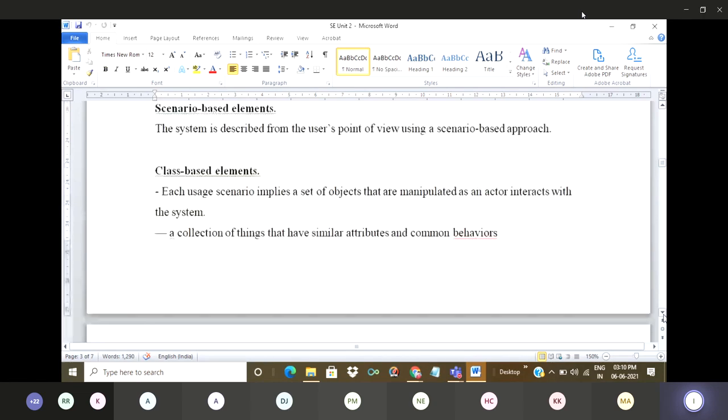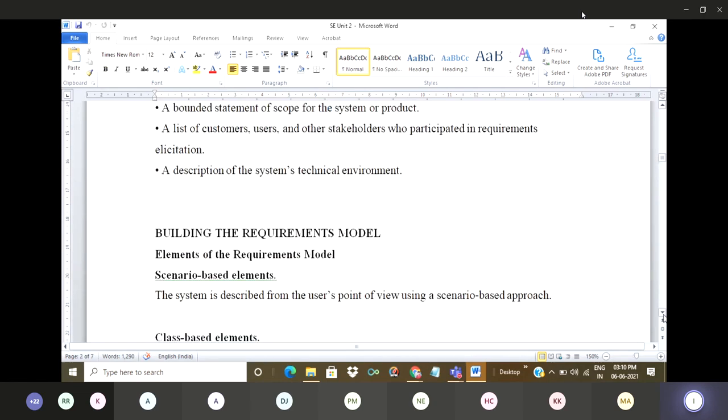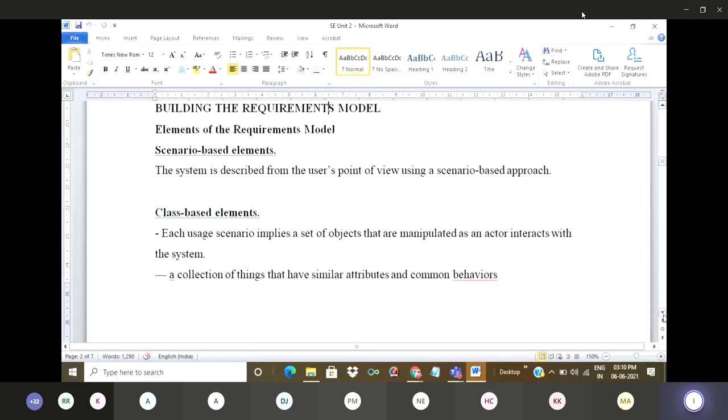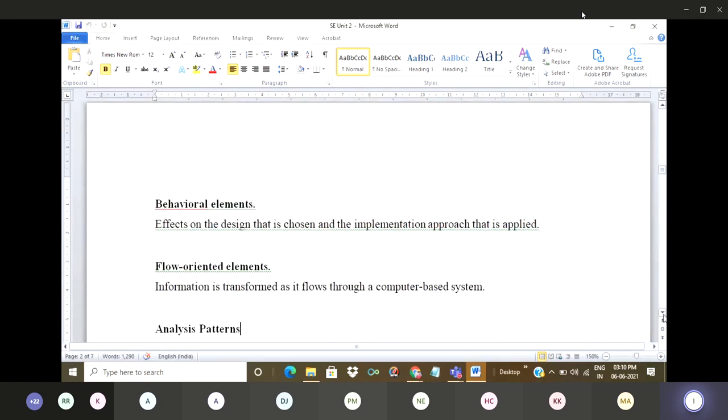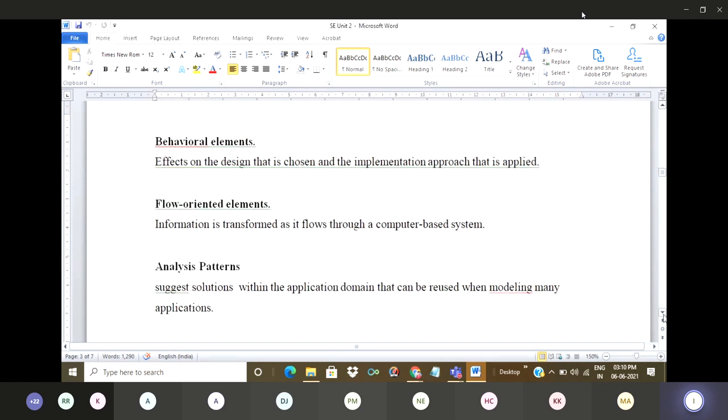So what are the subtitles that come under building the requirement model? First are scenario-based and class-based elements, and third are behavioral elements, and flow-oriented elements, which talk about information transformed as it flows through the computer-based system. Final is analysis patterns, which suggest solutions within the application domain that can be reused when modeling many applications.